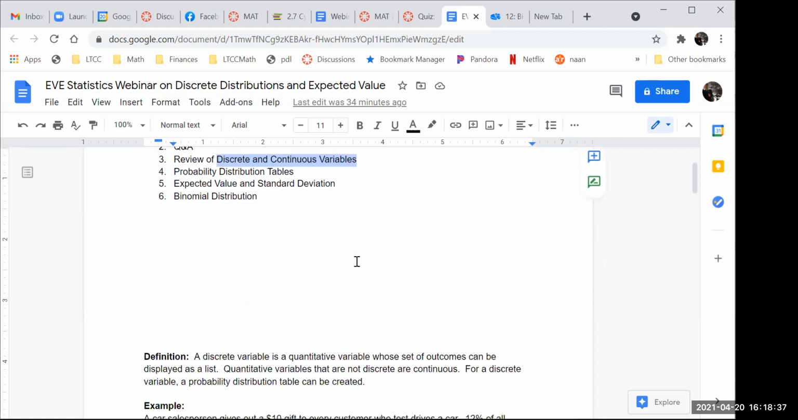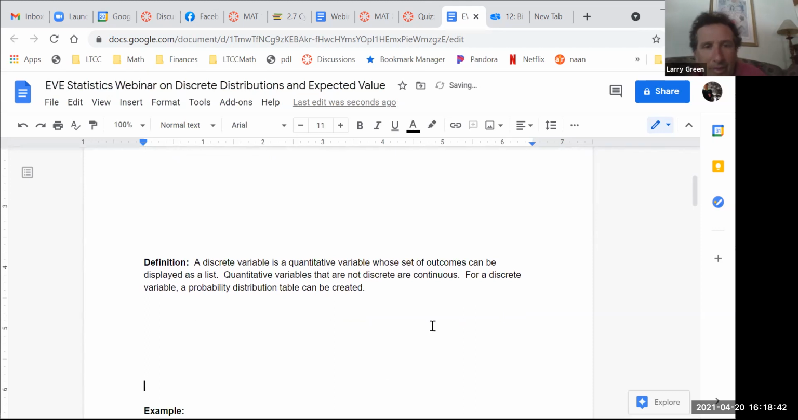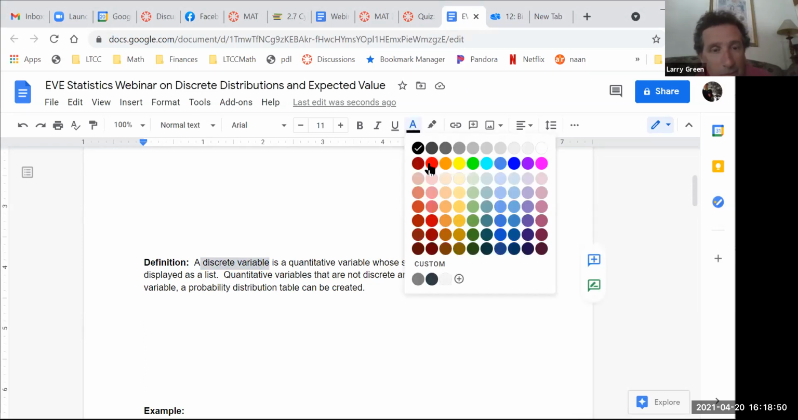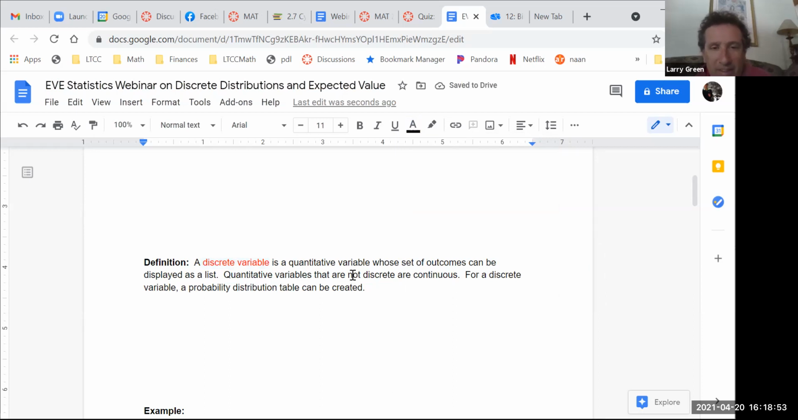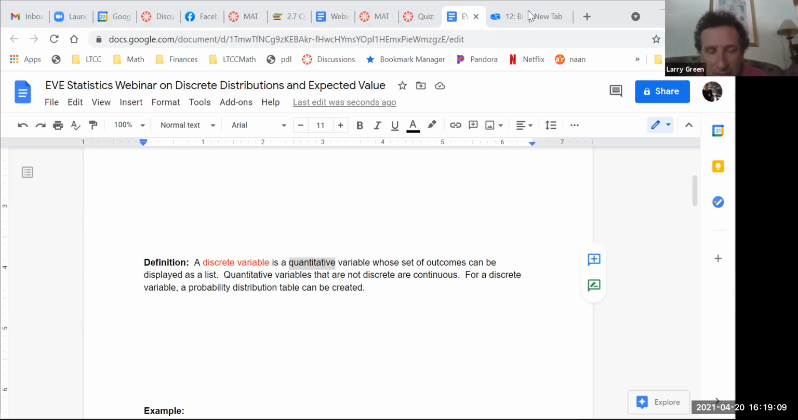So let me remind you of the big definition. So a discrete variable, let's make it red, is a quantitative variable. Do you guys remember what quantitative means? Very important word. Numerical. Yeah, it means the answer to the survey question, or the data that you're going to put on the paper, will be numbers. So it's a quantitative variable whose set of outcomes can be displayed as a list.